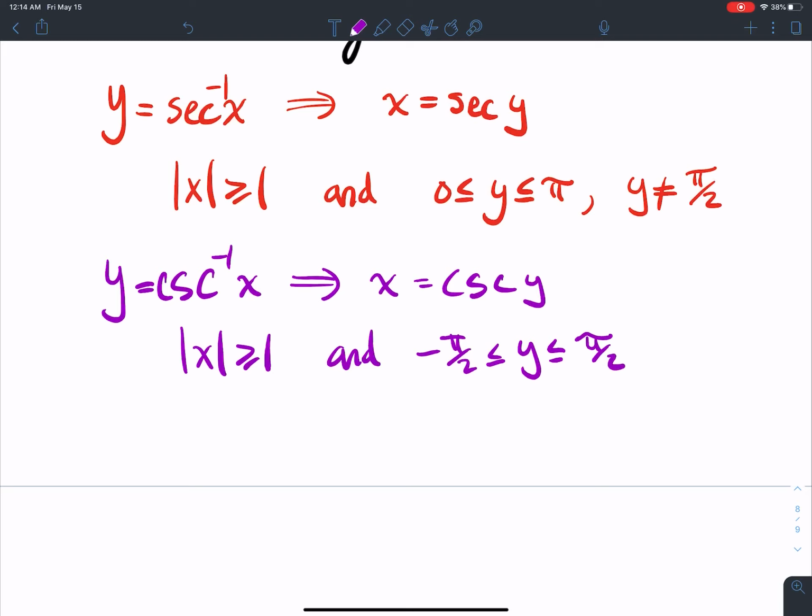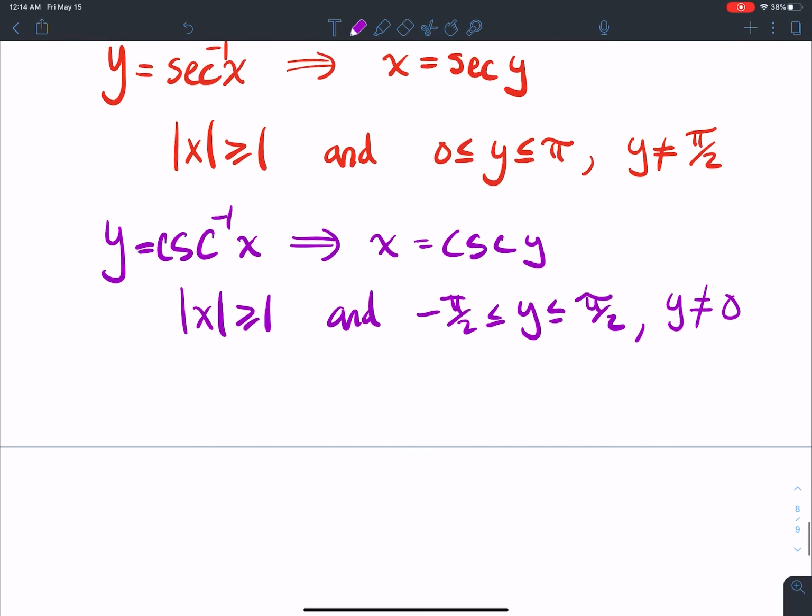Okay, you think about cosecant, reciprocal of sine. Sine inverse is stuck between those two values, just like cosine is a reciprocal of secant, and cosine inverse is stuck between those two values. And we don't want y to be equal to 0 here, otherwise we would be dividing by 0.